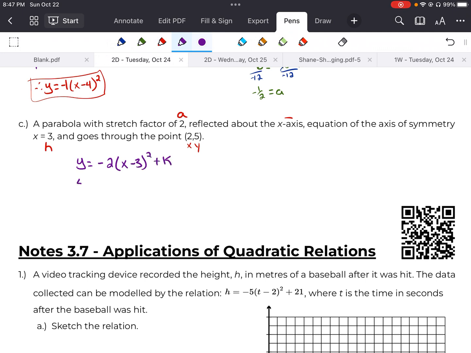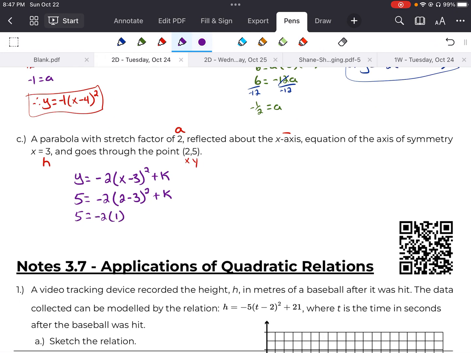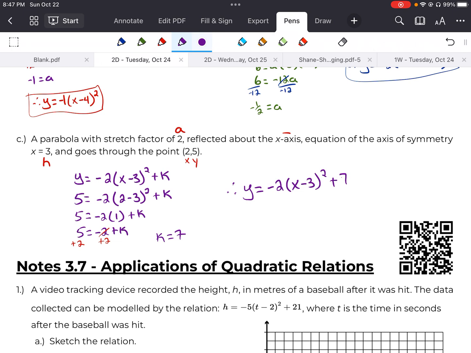I'm going to fill in the x and y now. 5 equals negative 2, 2 minus 3 squared plus k. 2 minus 3 is negative 1. Negative 1 squared is 1. So we get 5 equals negative 2 plus k. And we're going to add the 2 to isolate the k. So k is 7. And the equation is y equals negative 2, x minus 3 squared plus 7.